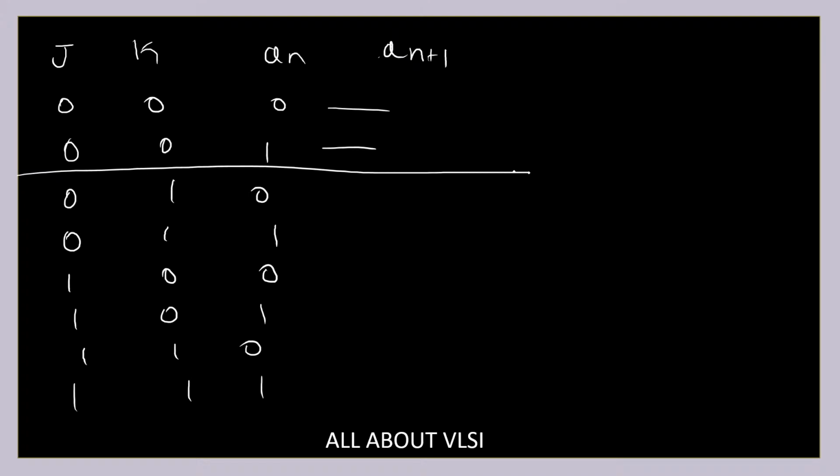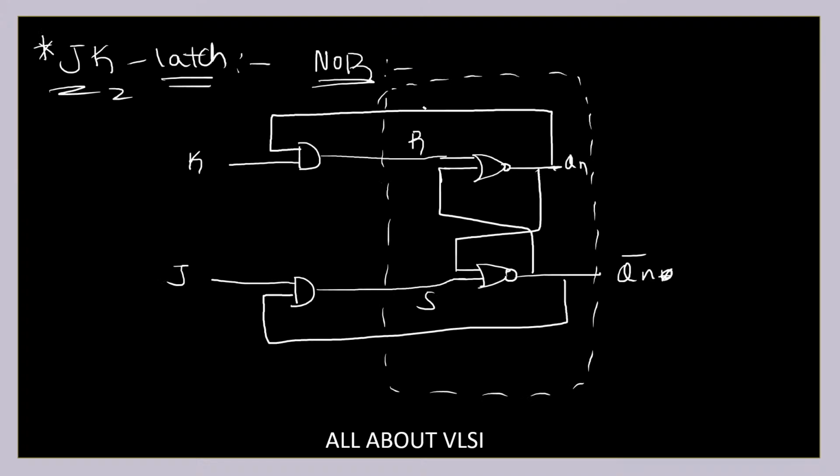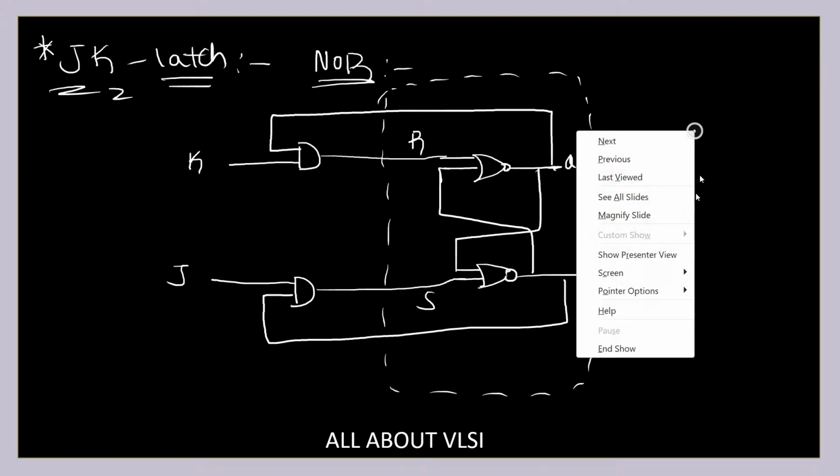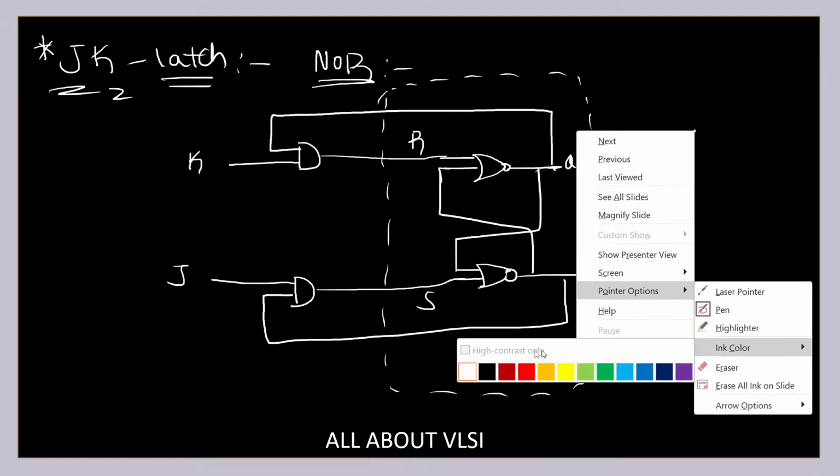So let us see what we are going to get here. Since we have already discussed this RS latch and evaluated everything in detail, there is no need to evaluate them again and again. Let me show you how to do it. Let's say J is equal to 0 and K is equal to 0.